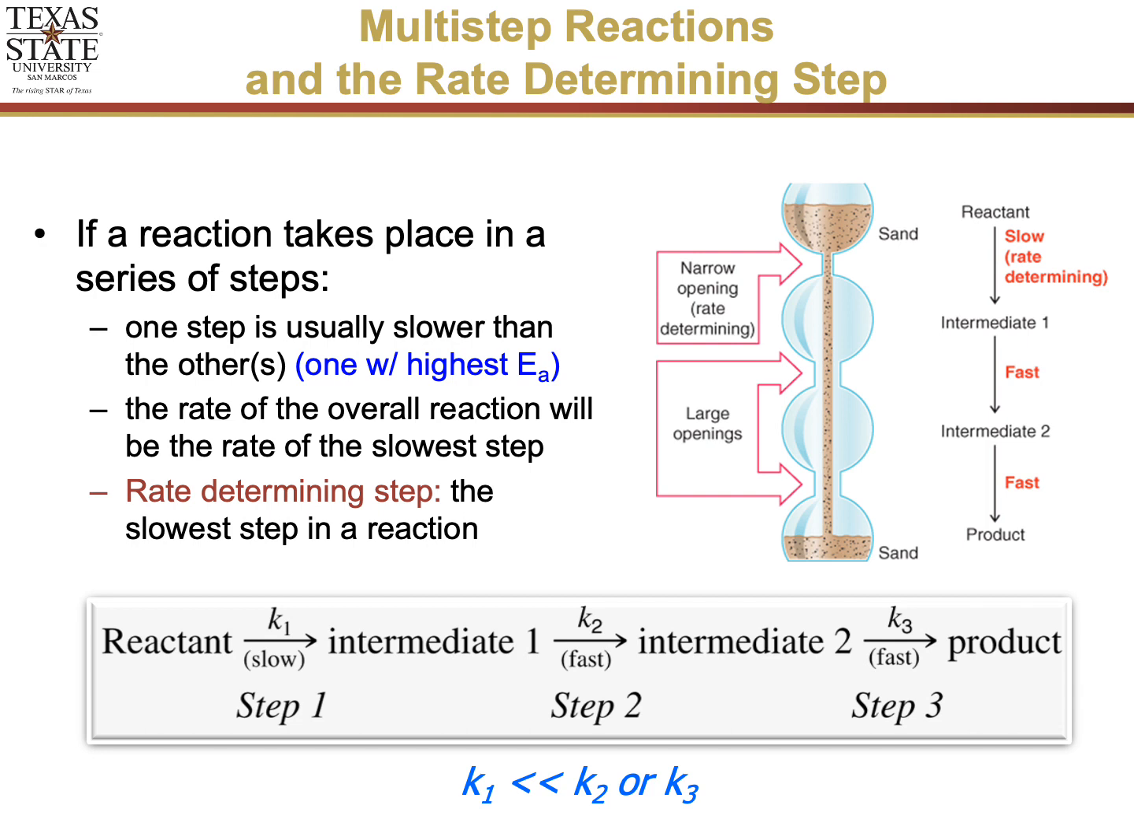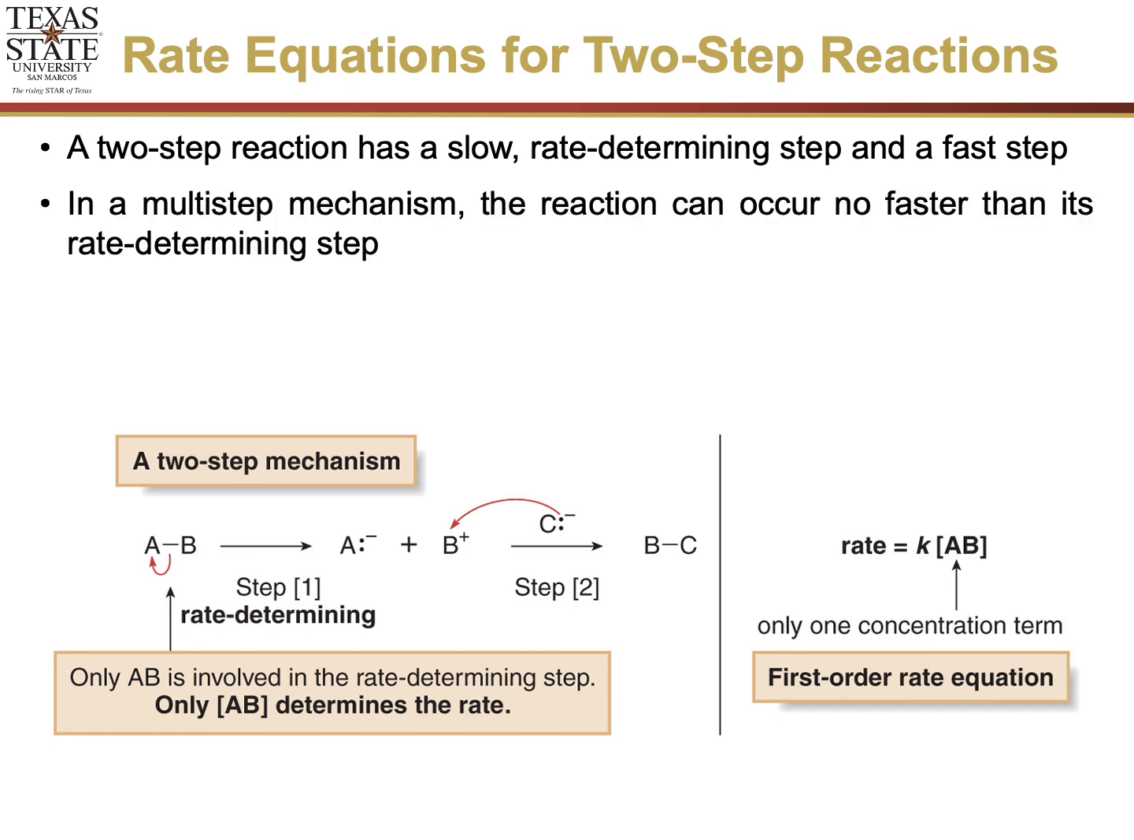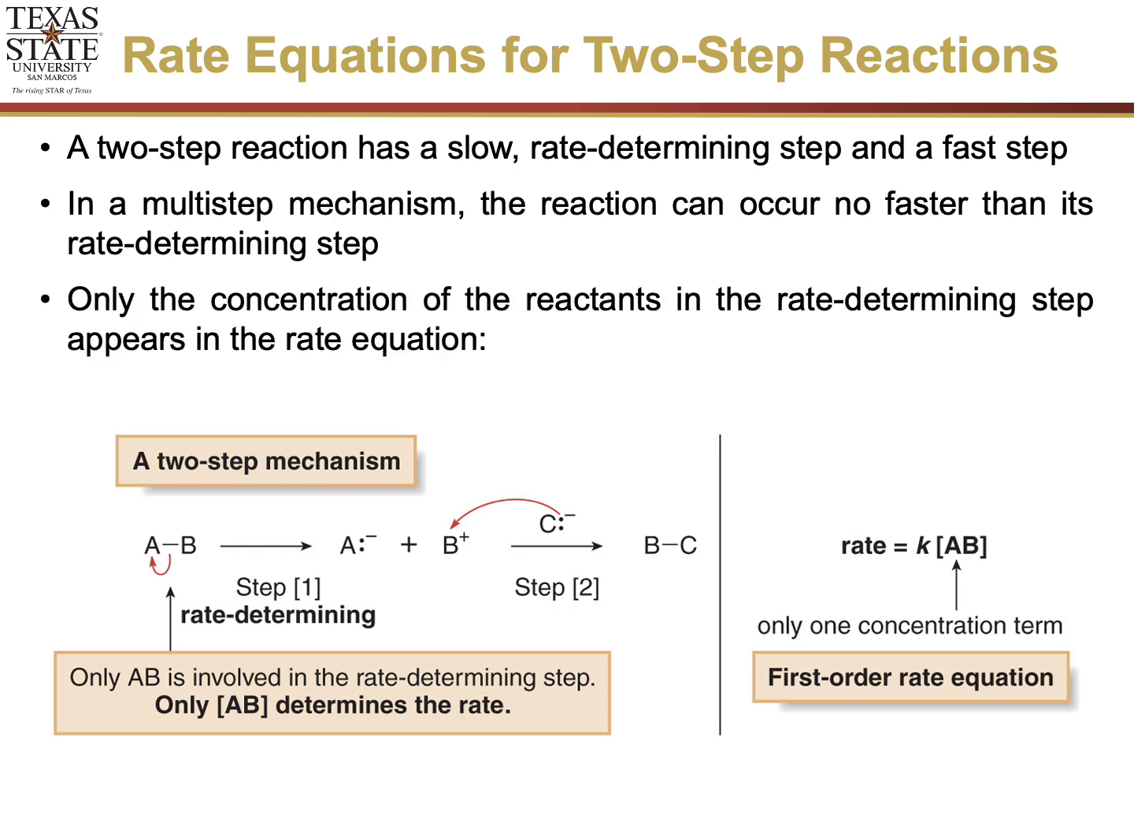In most reactions, the rate determining step is typically the first step in the reaction, and the rate determining step is always the slowest step in the reaction. Okay, so a two-step reaction has a slow rate determining step and a fast step. So that means the reaction can't happen any faster than that first step that has to happen. And therefore, only the concentration of the reactants for the rate determining step need to appear in the rate equation.